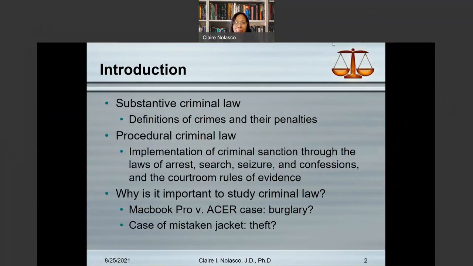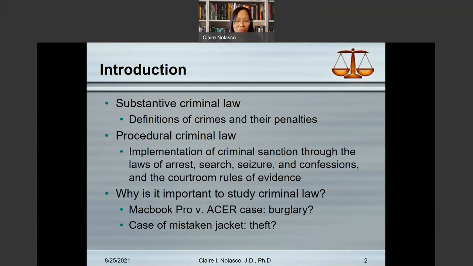So when we talk about criminal law, we're actually talking about two things: substantive criminal law and procedural criminal law. There's a difference between the two concepts. Substantive criminal law deals with definitions of crimes and their penalties, whereas procedural criminal law deals with the implementation of criminal sanction through the laws of arrest, search, seizure, and confessions, and the courtroom rules of evidence.